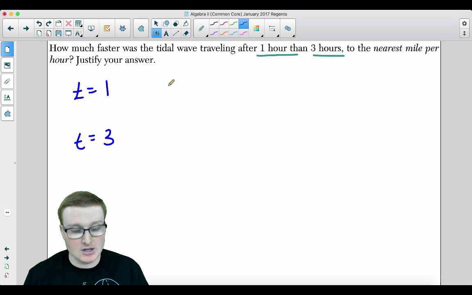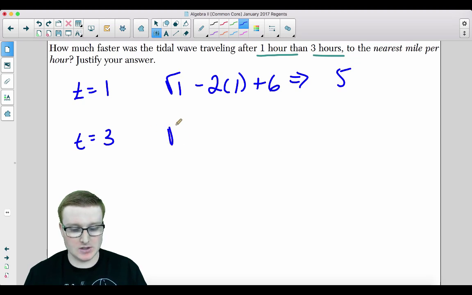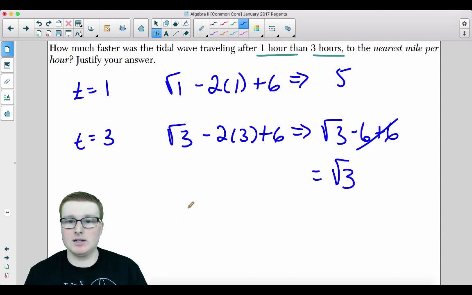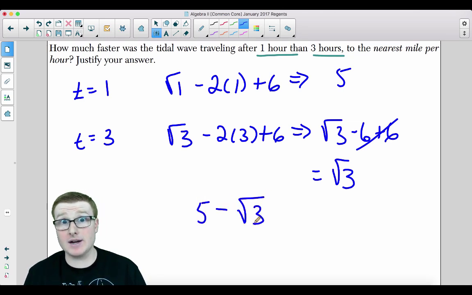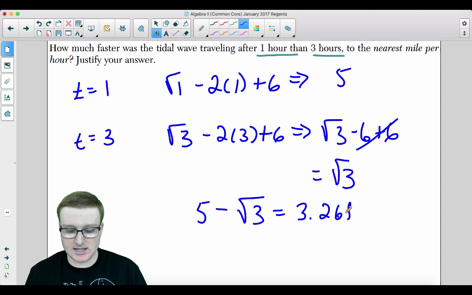Okay, let's do it. So, the square root of 1 minus 2 times 1 plus 6 will give you a total of 5. Over here, this will give you the square root of 3 minus 2 times 3 plus 6, which is the square root of 3 minus 6 plus 6. Those 6's cancel. We get the square root of 3. So now, how much faster did the tidal wave go? It was 5 minus the square root of 3. When you type that number into your calculator, you get 3.268.